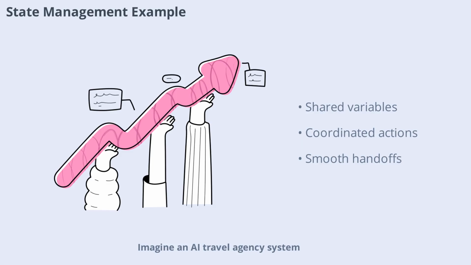Imagine an AI travel agency system. The hotel booking agent writes the selected hotel into the shared state object. The flight booking agent then reads this state to coordinate an arrival airport near the hotel. This shared state ensures smooth handoffs and coordinated actions across specialized agents.